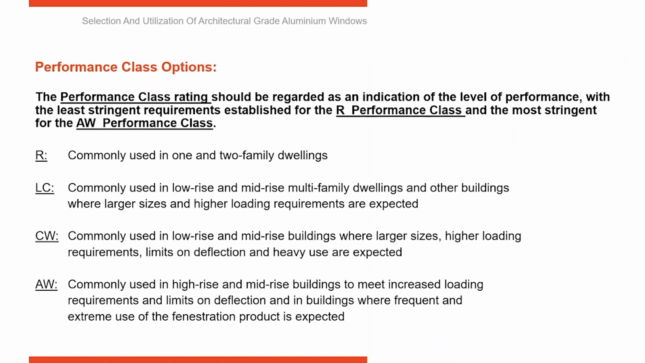And then the next thing it does, which is very important, NAFS 17 divides all windows into 4 different performance classes. And these performance classes are R for residential, LC for light commercial, CW for commercial window, and AW for architectural window. So we don't have this terminology in storefront and curtain walls. This is very new to people who've just gotten into the window market. But all products being evaluated by NAFS 17 are going to fall into one of these 4 performance classes. So let's take a look at what those are.